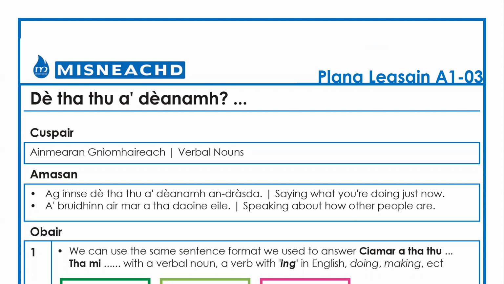Welcome to lesson 3. In this lesson, we're going to look at verbal nouns. We'll use these to say what we're doing just now, and we'll also be speaking about how other people are. So that's building on the phrase we learned in the first lesson, cimid a ha.